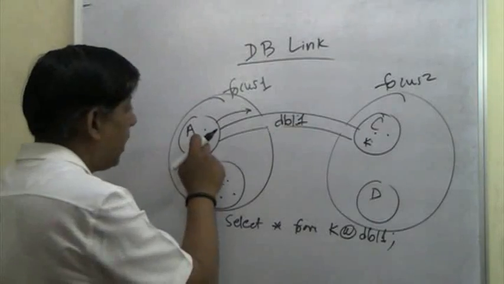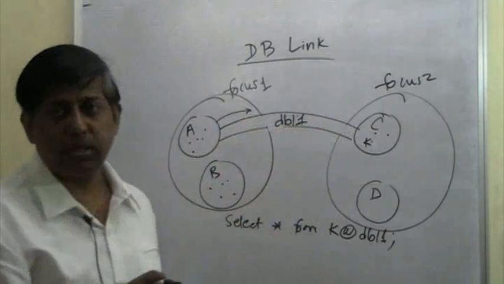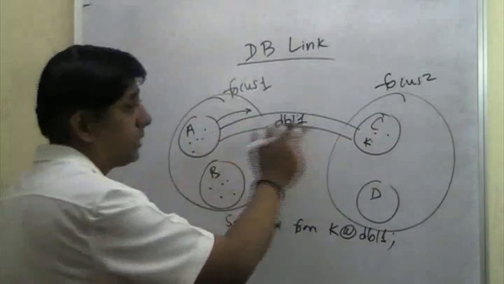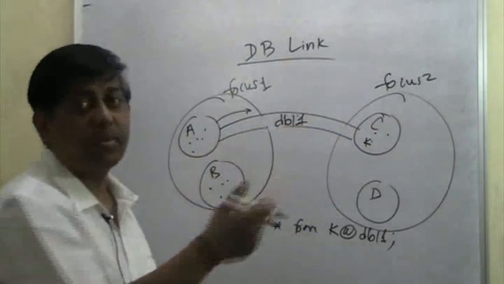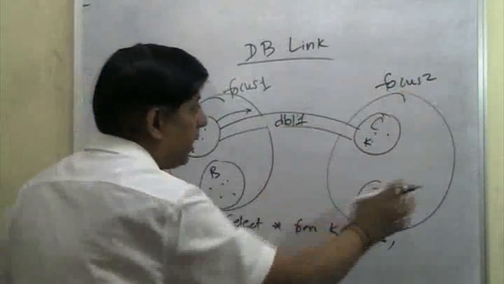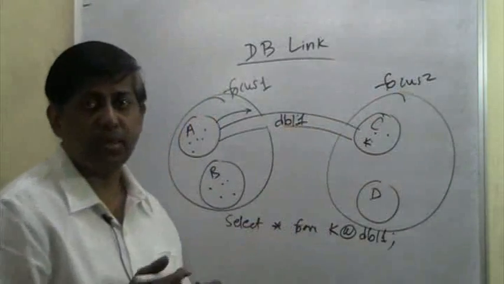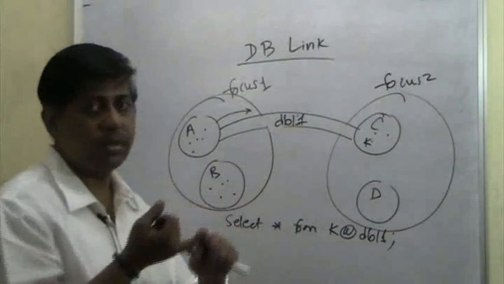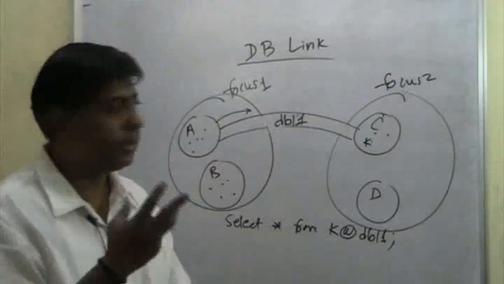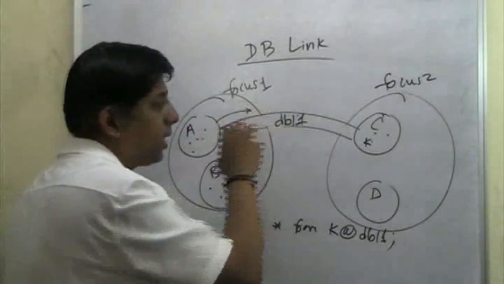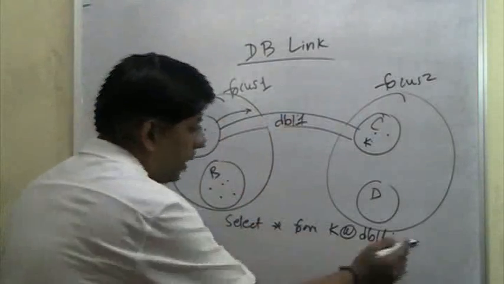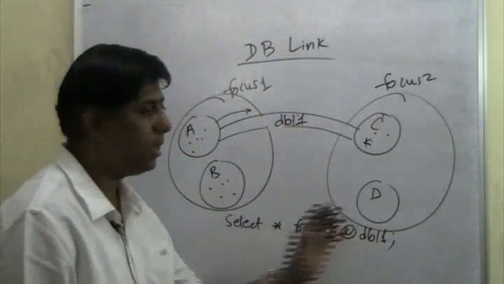Now, does user A require the login ID and the password of C? The answer is no. Once the DB link is established, DB link takes care of the password and all that stuff: the password, the name of the schema, the name of the database, everything. What are the things that you require to connect to a database? You require three things: the database information, the login ID and the password. All those three things are kept inside the DB link, and therefore user A will just go in and select from K at DB link.